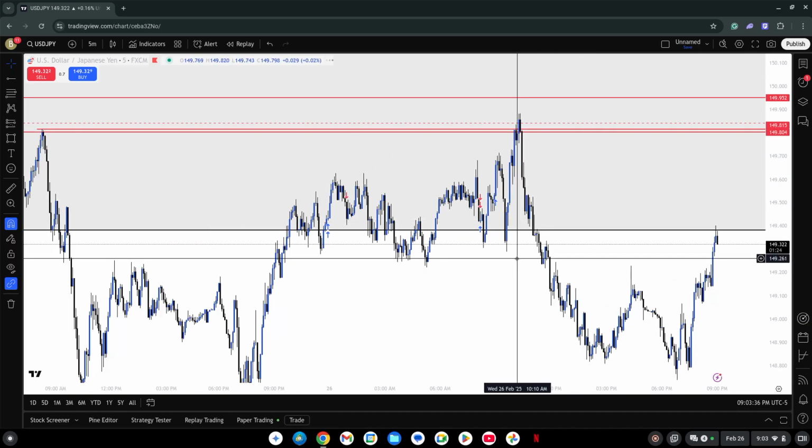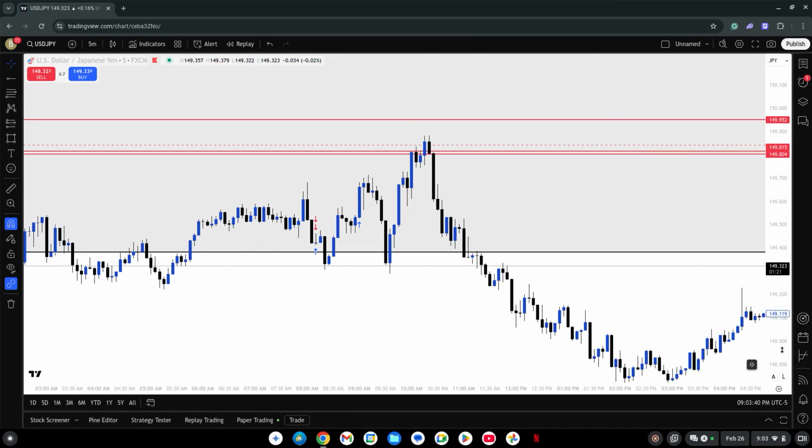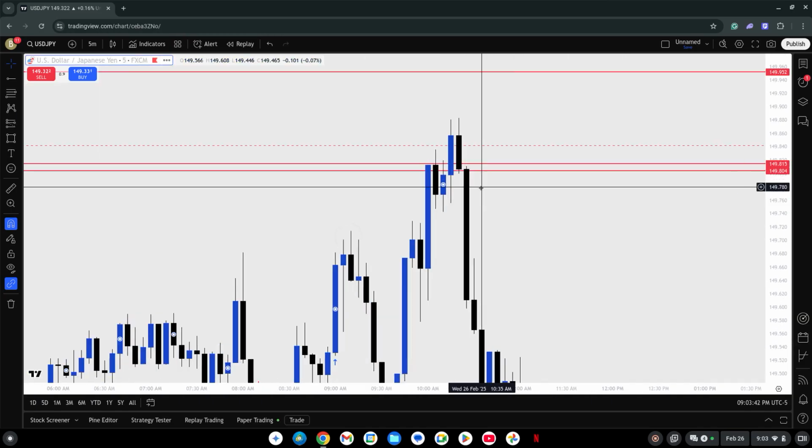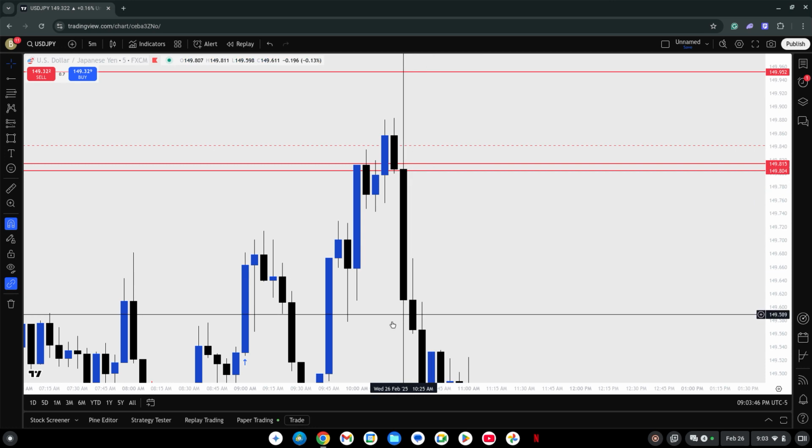We go down to the 5 minute. Obviously, we continue lower, right? But before that, we came into this area. Bang. Break of structure.